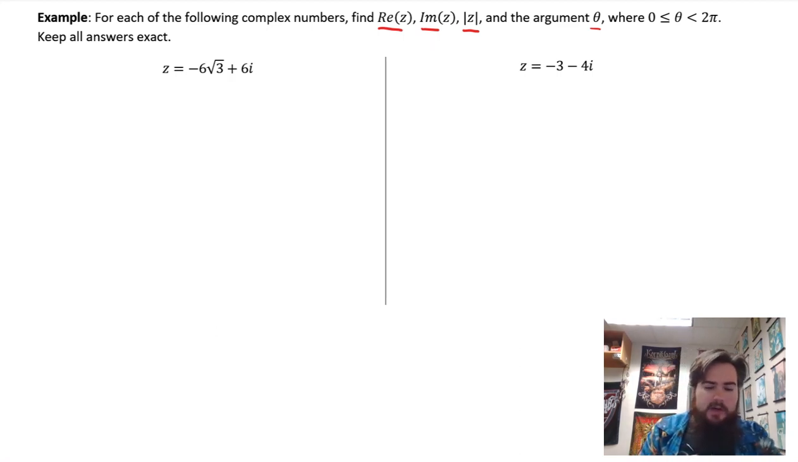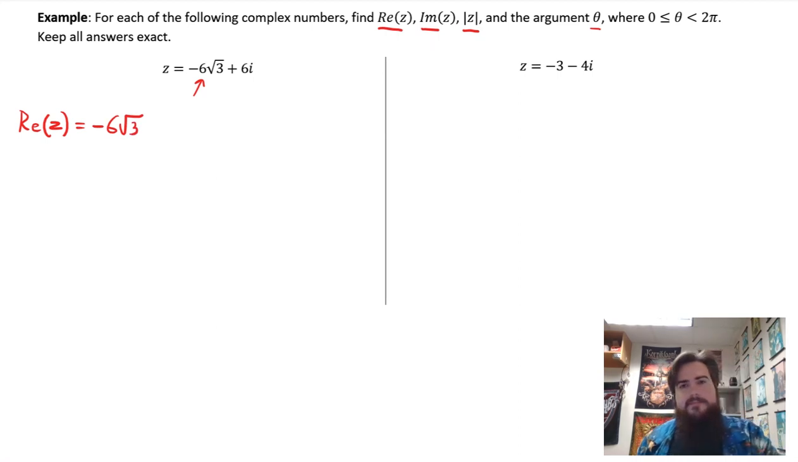Starting with the first case we have here on the left, we're going to first identify the real and the imaginary component, which should take very little time at all. The real component is the number here that is not multiplying i, that is by itself. So our real component of z is the number -6 square root of 3. Whereas the imaginary component is the number that is multiplying i. We wouldn't say the imaginary part is 6i, it's just the real number that's multiplying i. So it's just 6. Very important that we know that distinction.